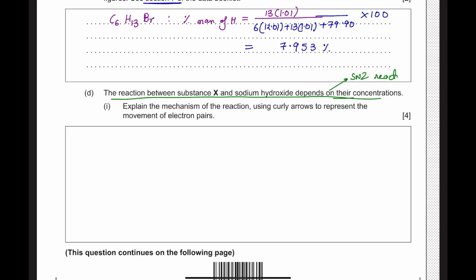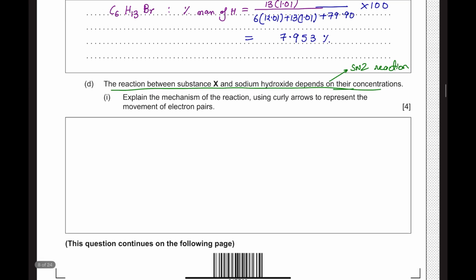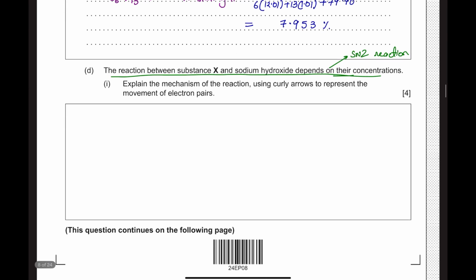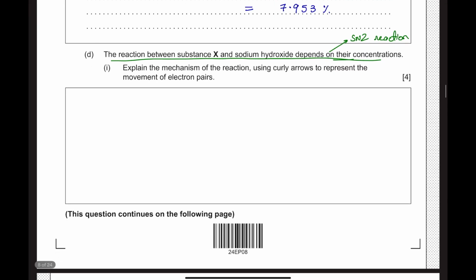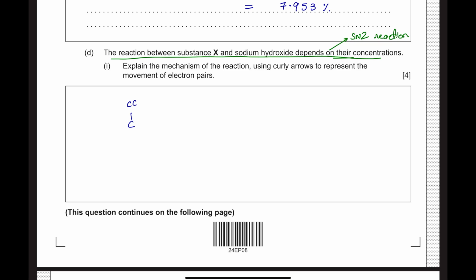So we have to explain the mechanism using curly arrows to represent the movement of electron pairs. Okay, fine. I don't think we need a 3D structure here. Now, in questions like this, remember in SN2 mechanism, there is always a backside attack. Nucleophile will attack from the opposite side of bromine, right? So, this electron pair will attack this carbon and bromine will get this electron pair, right?